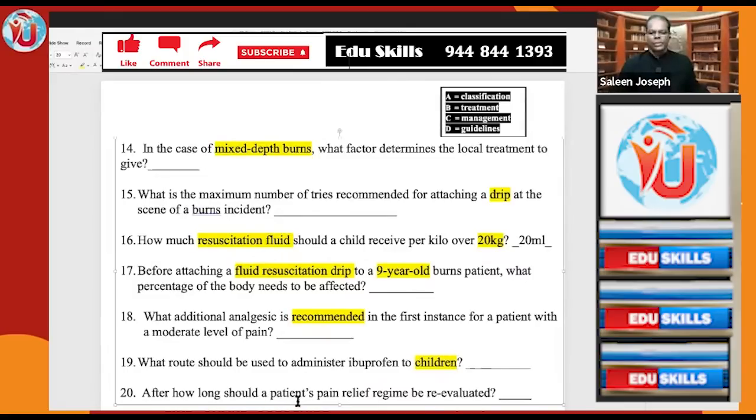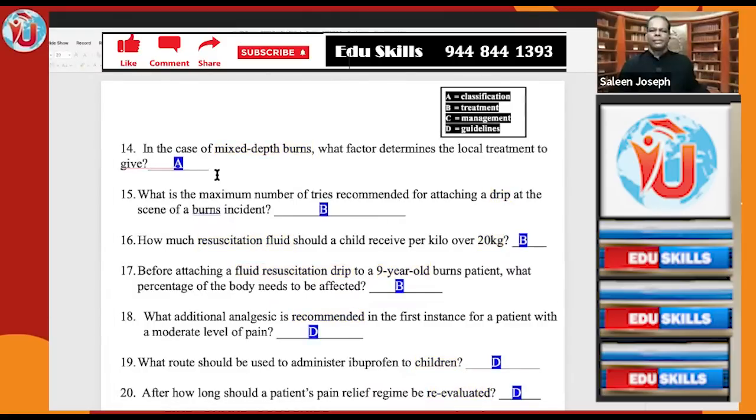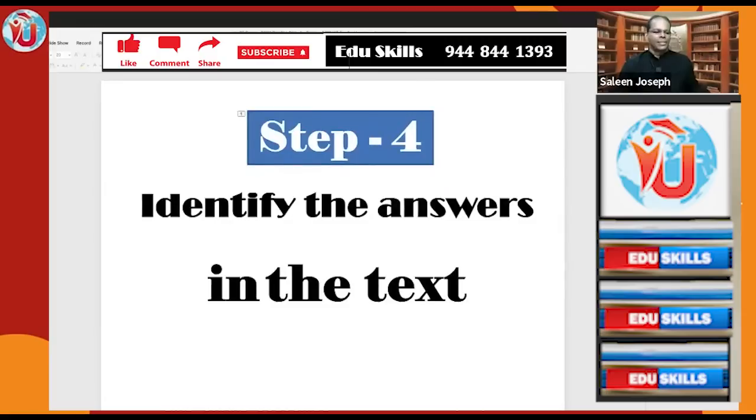After how long should a patient's pain relief regime be re-evaluated? Again, a review comes under guidelines. Yeah, guidelines. Cool, let's check. Okay, 14, mixed depth burns, A. Identify the answers in the text.